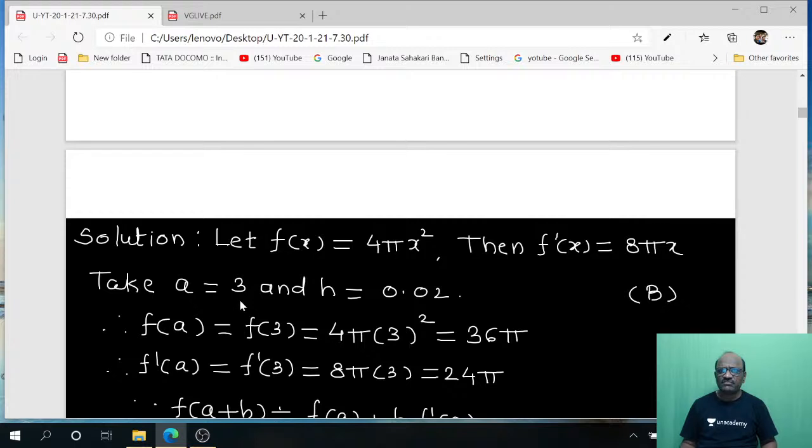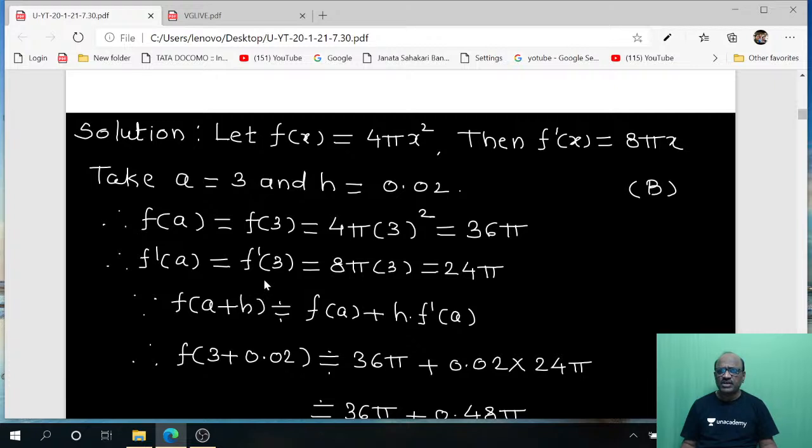Here we will take the value of a equal to 3 and the value of h equal to 0.02. Next, the value of f of a. What is f of x? f of x is 4 pi x square. Therefore f of a is equal to f of 3, which is 4 pi into 3 raised to 2. And 3 raised to 2 means 9; 9 into 4 is 36 pi. Next is f dash of a, that is f dash of 3, which is 8 pi into 3, equal to 24 pi.